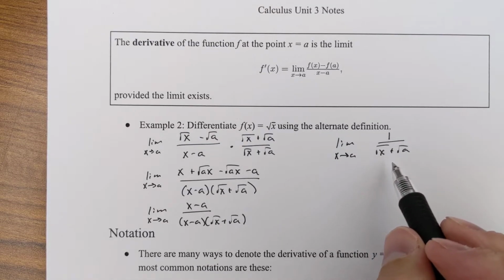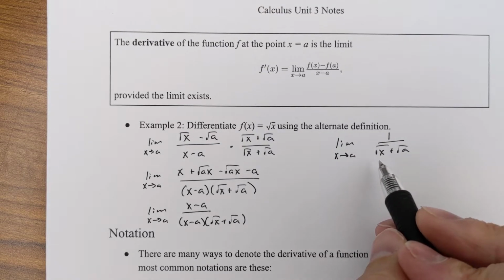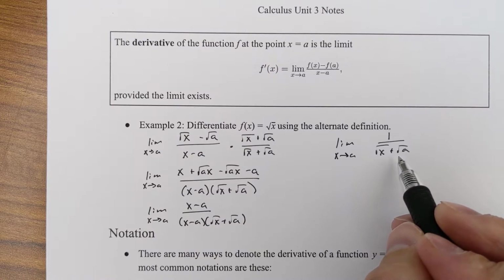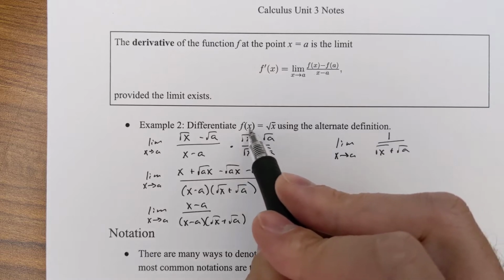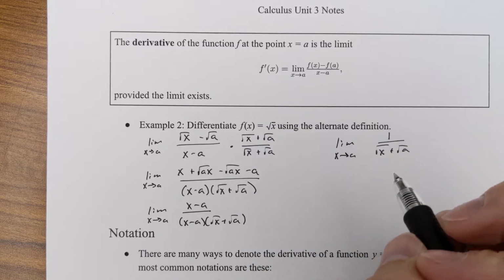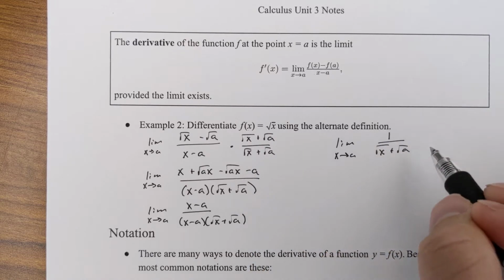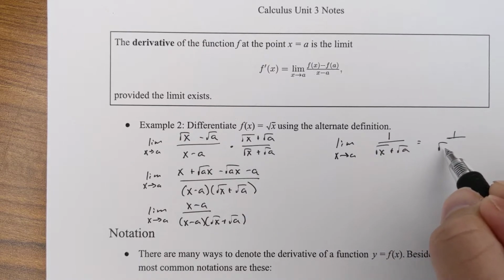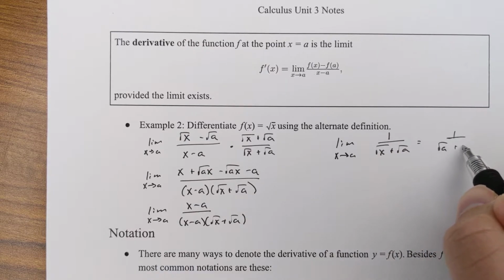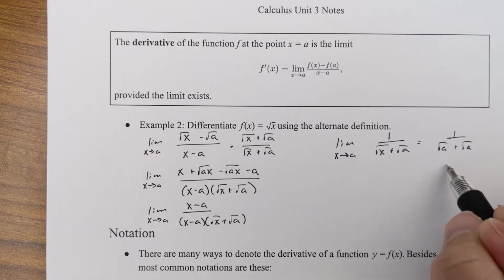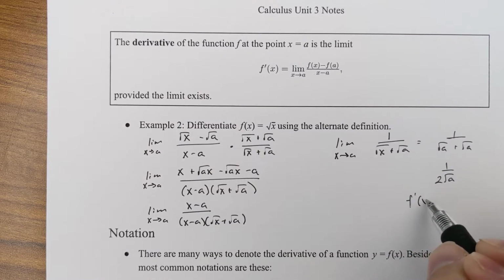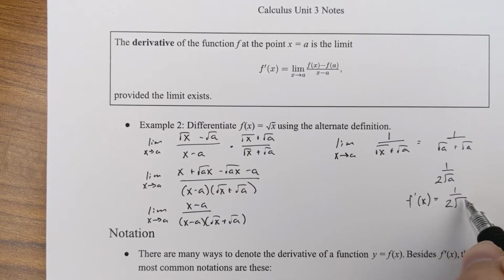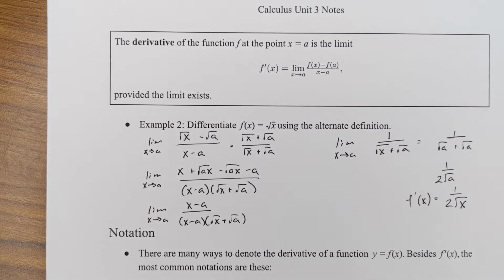So if x is approaching a, that means that these are the same thing. So I can replace this a with an x because I want it to be an f of x, not f of a. Or I guess we can use a. So as x approaches a, this becomes 1 over root a plus root a, so 1 over 2 root a. Or if you want it in terms of f of x, f prime of x is equal to 1 over 2 root x.